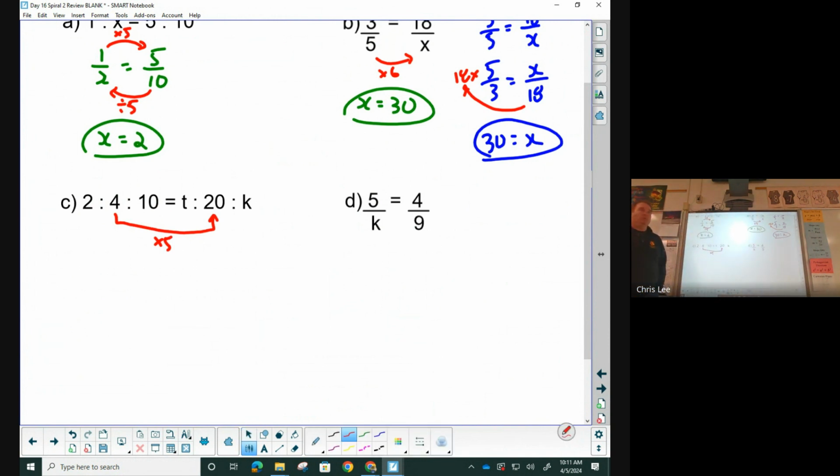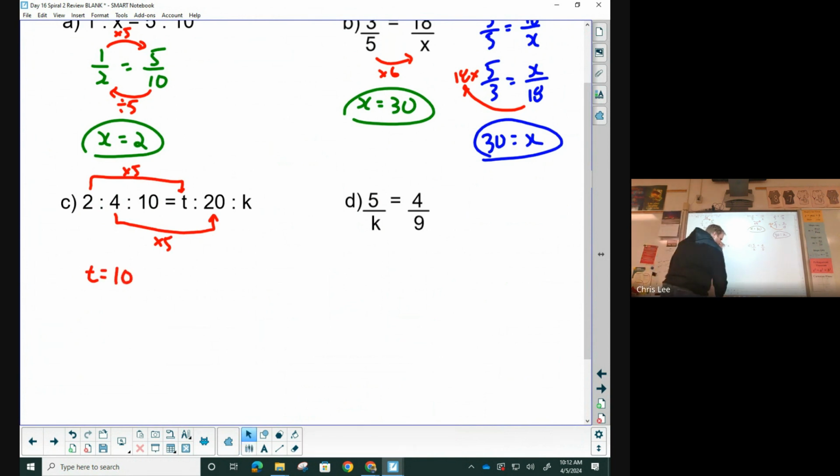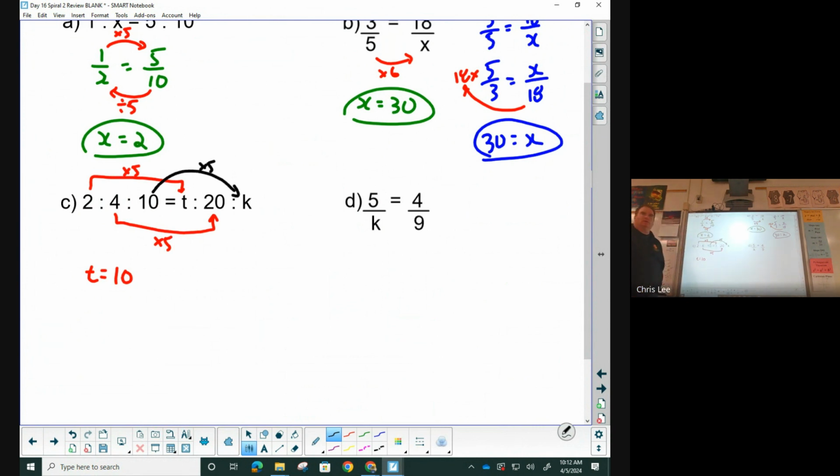Times it by 5, which means this guy must be times 5. So if it was 2, what's t? 10. Yeah, 10. My lines are not in. And the 10 here, it also must be times 5. Okay, equals 50. Okay. I did some long math here.